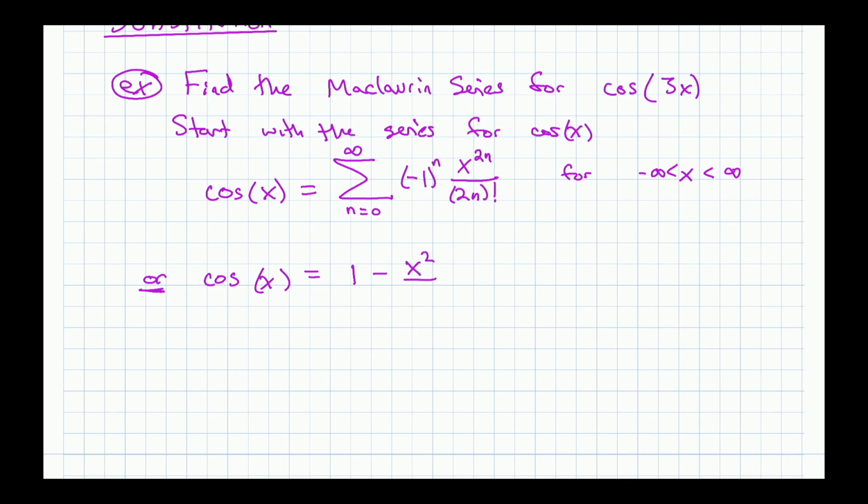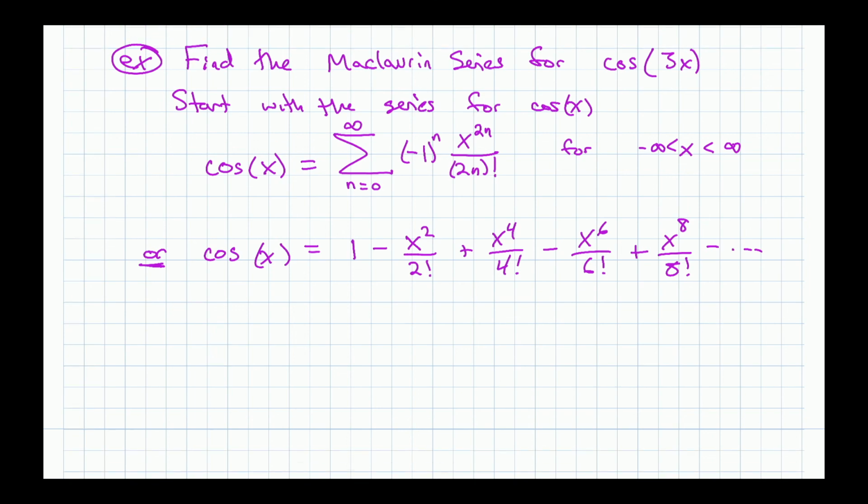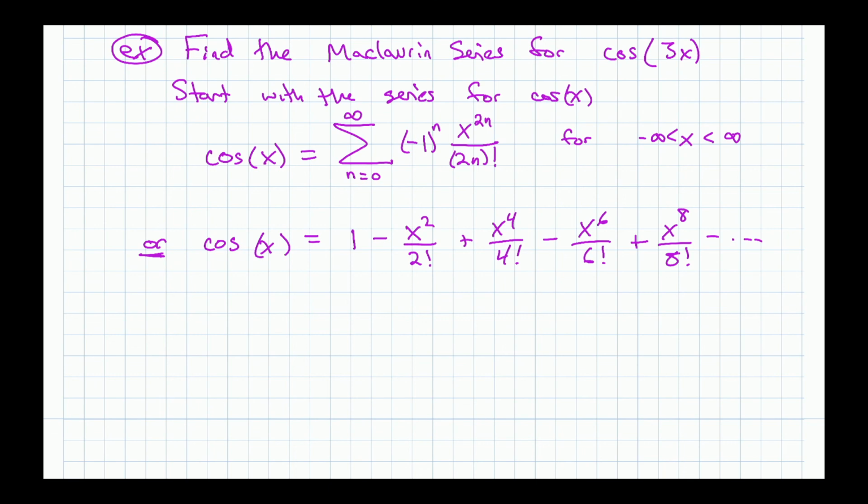It looks like 1 minus x squared over 2 factorial plus x to the 4th over 4 factorial minus x to the 6th over 6 factorial plus x to the 8th over 8 factorial dot dot dot. That's what it looks like. So you can write it in that form or the first form. Now that's not the series that we want. We want the series with cosine 3x, right?